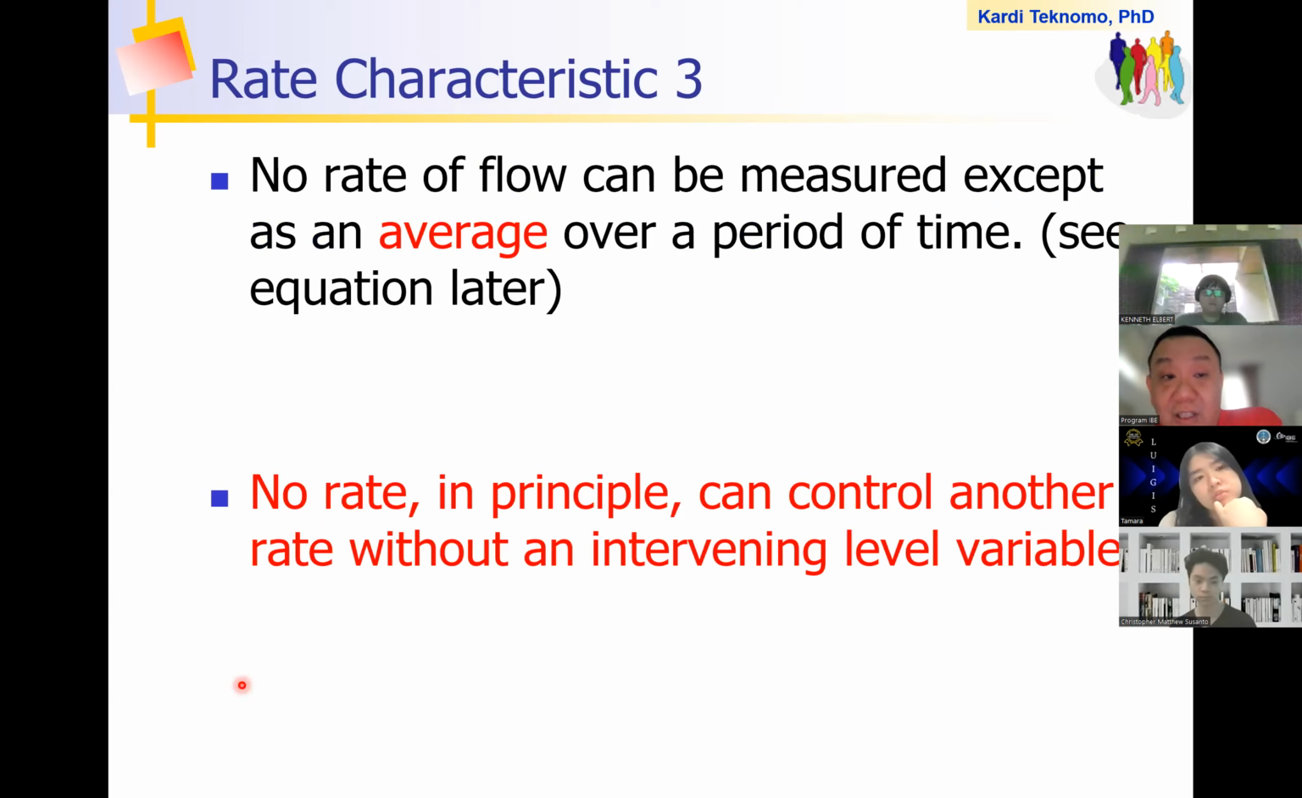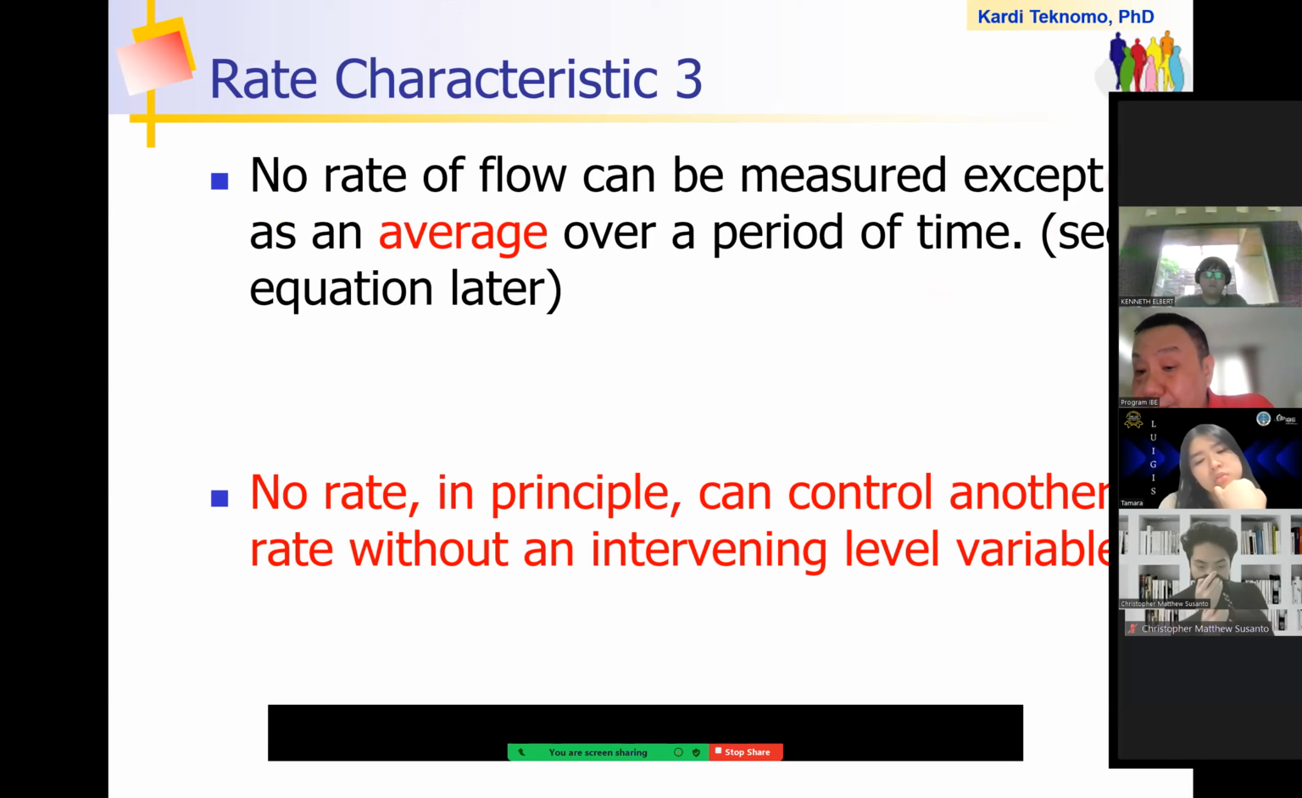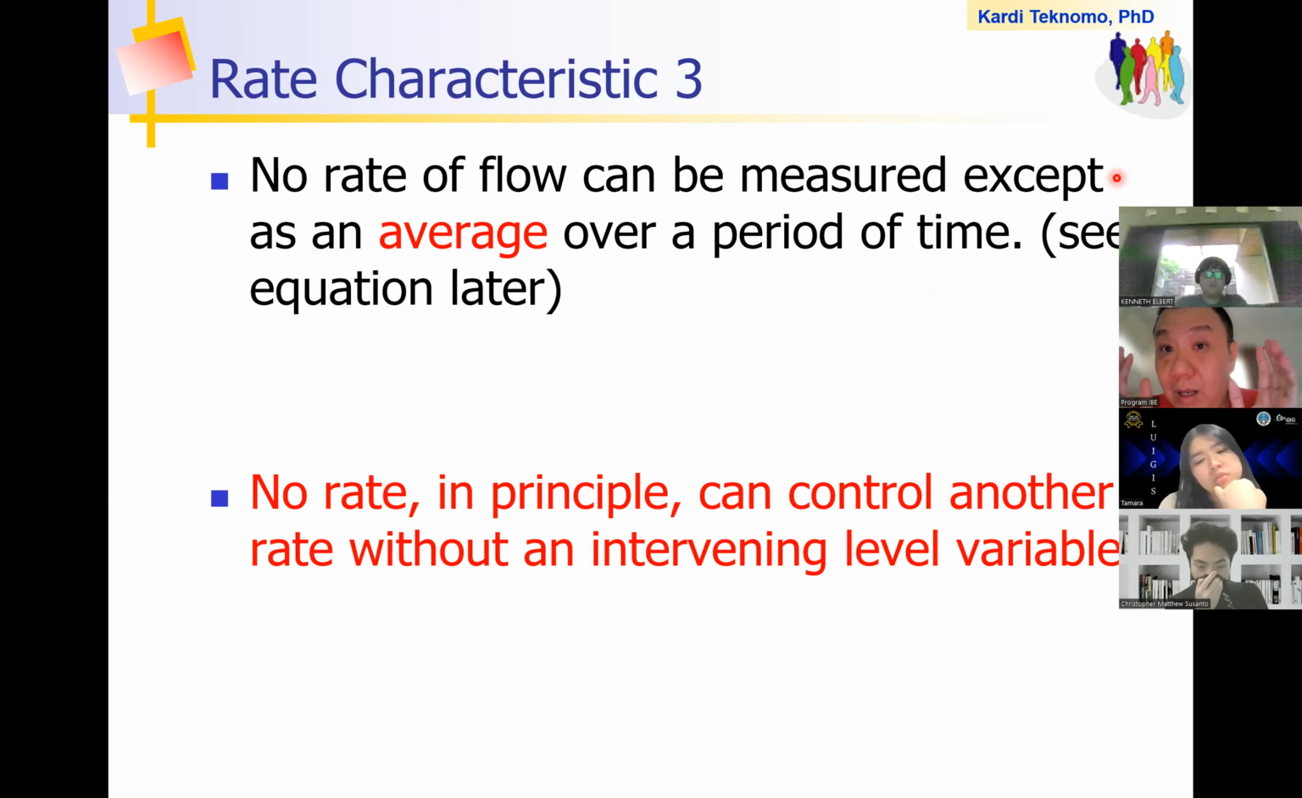The third characteristic of rate is that no rate of flow can be measured except as the average over a period of time. So in this case, in principle, no rate can control another rate. Remember, rate will affect level. Level will affect rate. Level cannot affect level. Rate cannot affect rate. Is this clear?